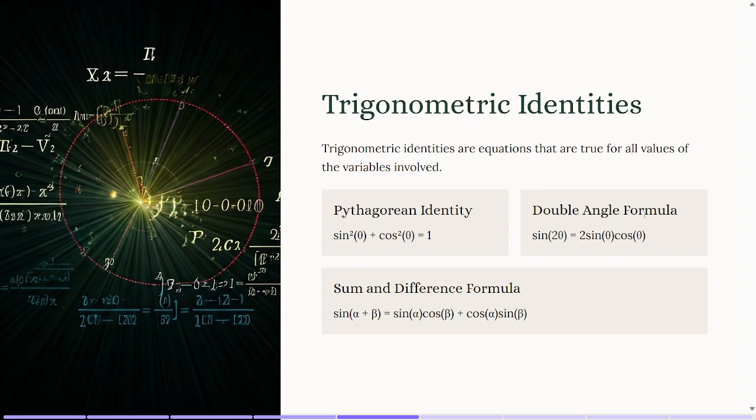Using the double angle formula, sine 2 theta equals 2 sine theta into cosine theta. This is the problem, and you can solve it easily by putting in the values of sine theta and cosine theta. Next is the sum and difference formula. Sine alpha plus beta equals sine alpha into cosine beta plus cosine alpha into sine beta. All three equations are based on the values of sine theta and cosine theta.